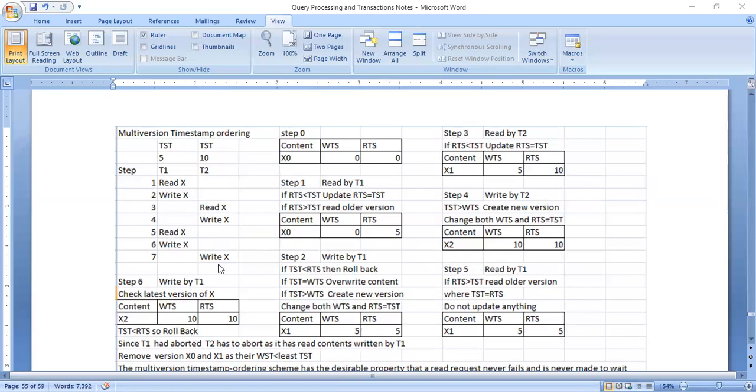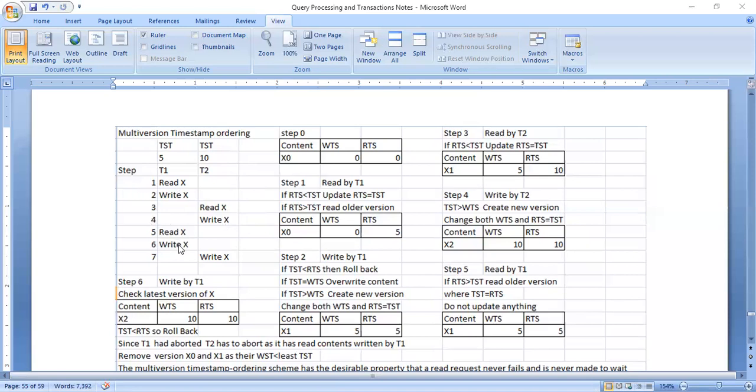So the crux is that a transaction gets a chance to write only if it is an older transaction. T1 got a chance to write at step 2, but once a newer transaction has written it, that chance of writing goes to the newer transaction. So older transactions have the right to write only once, and once a newer transaction writes that content, they cannot write. And if they want to write, then all the transactions update.